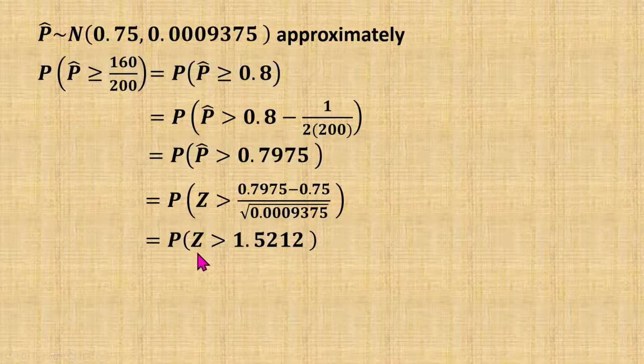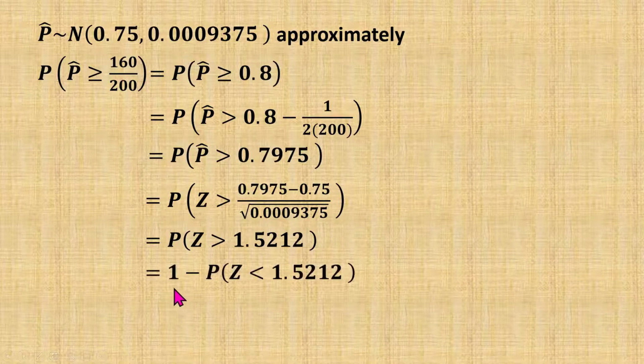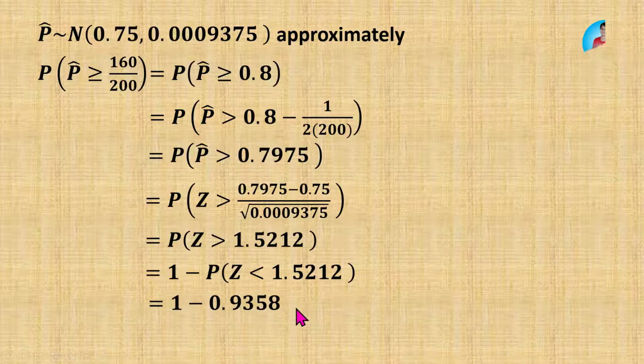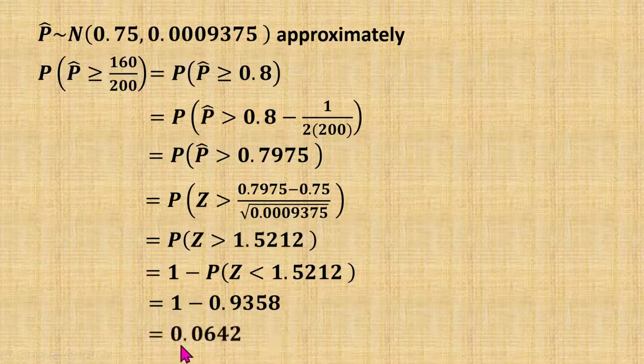So P(z greater than 1.5212) is equal to 1 minus P(z less than 1.5212). From the table, P(z less than 1.5212) is 0.9358. Then finally, the answer is 0.0642.